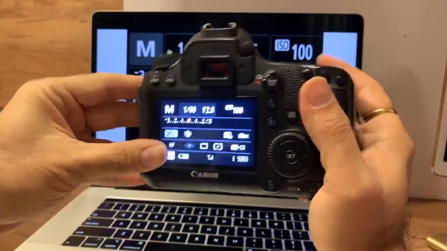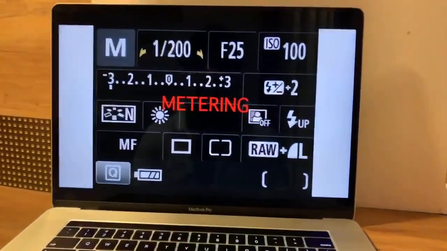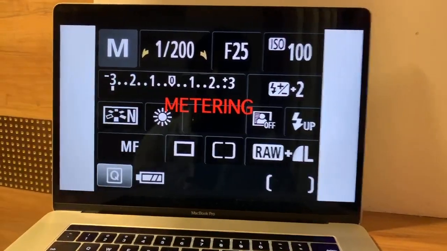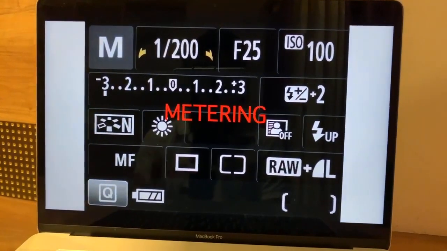So metering is something like this, and we have bypassed it so far, but this is what metering means. Okay, now look at what metering does. Let me give you a rough understanding of what metering actually means. Metering is a meter that tells me if my image is going to be underexposed, correctly exposed, or overexposed. Okay, so metering is something that tells me before I take an image if my image is going to be dark, well exposed, or overexposed.